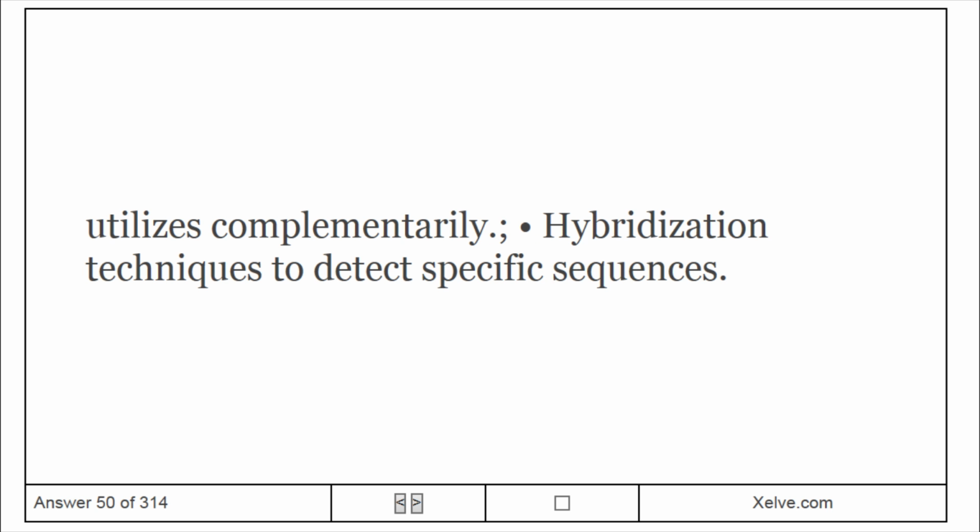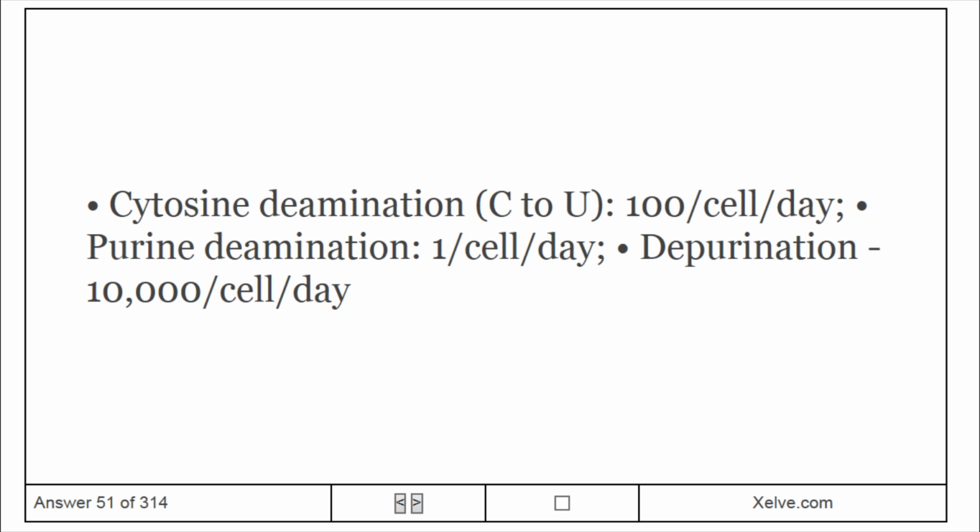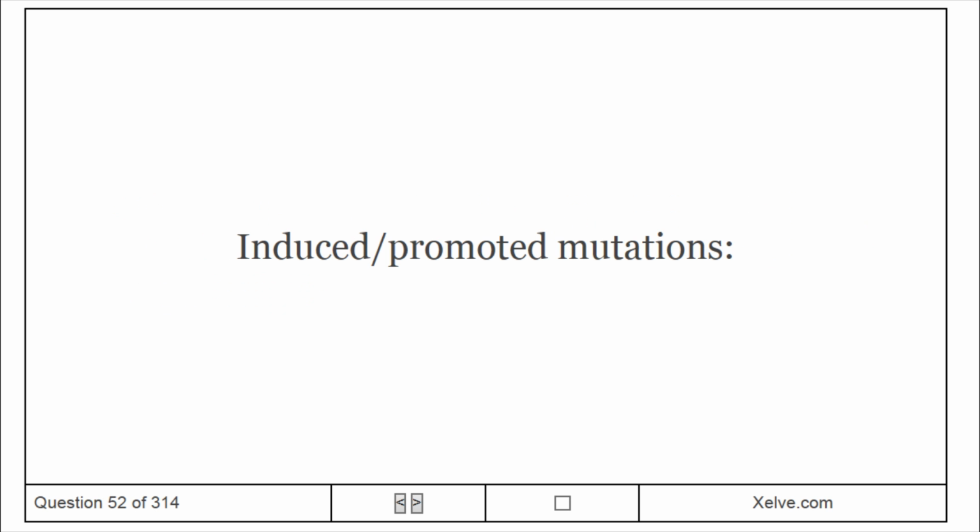Hybridization utilizes complementary hybridization techniques to detect specific sequences. Spontaneous mutations. Cytosine deamination 100 per cell per day, purine deamination 1 per cell per day, depurination 10,000 per cell per day.